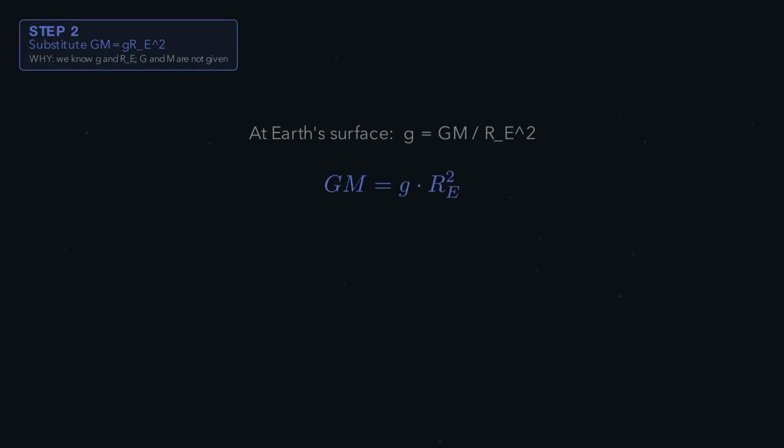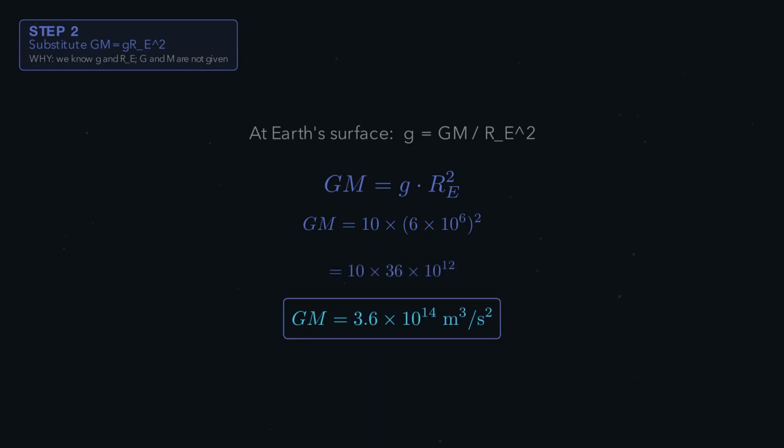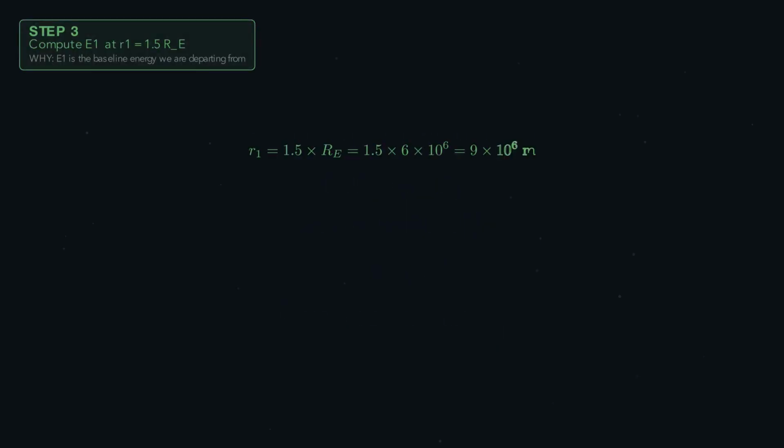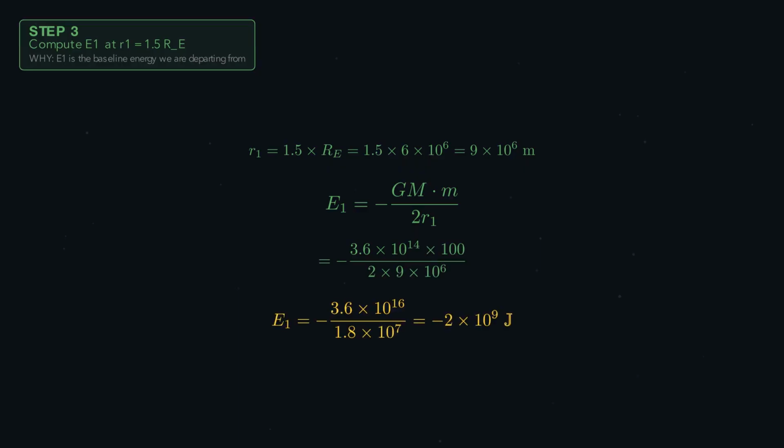The negative sign means the satellite is bound, and a higher orbit is less negative, so it needs more energy. We don't know big G and big M separately, but surface gravity gives us the product. Since g equals GM over Re squared, we get GM equals g times Re squared. With g equal to 10 and Re equal to 6 times 10 to the 6, GM comes out to 3.6 times 10 to the 14.